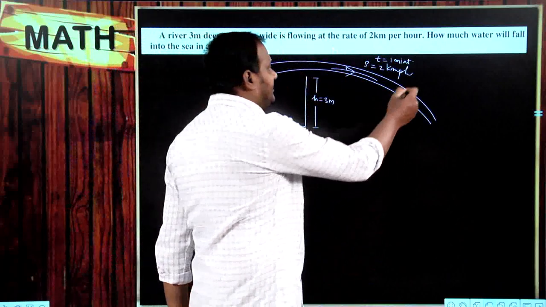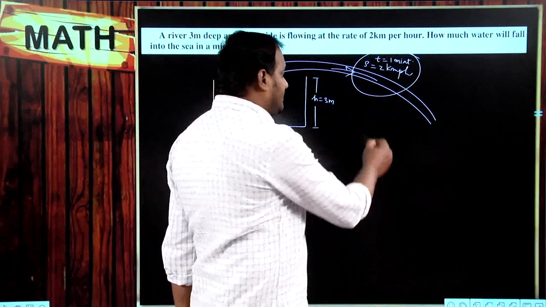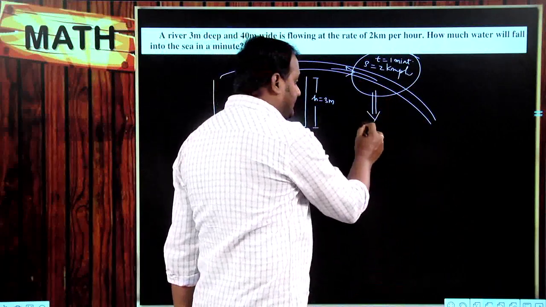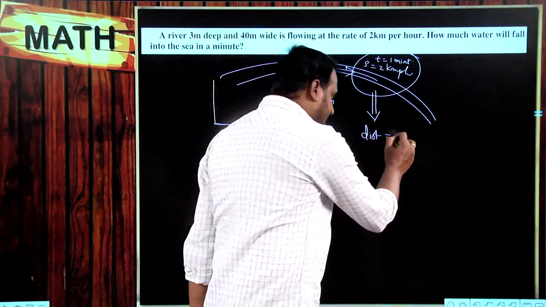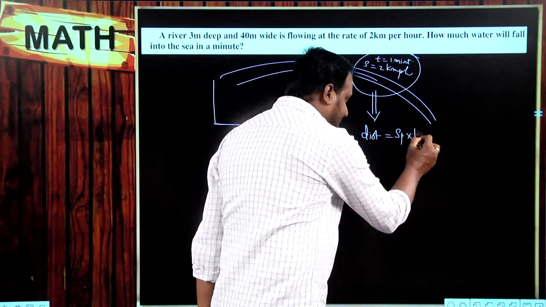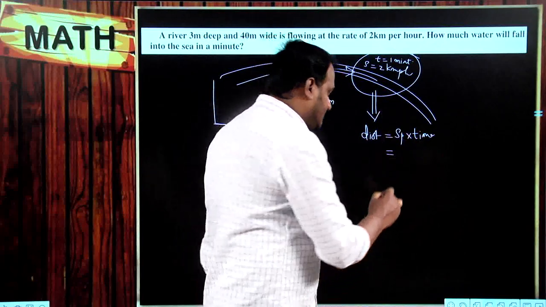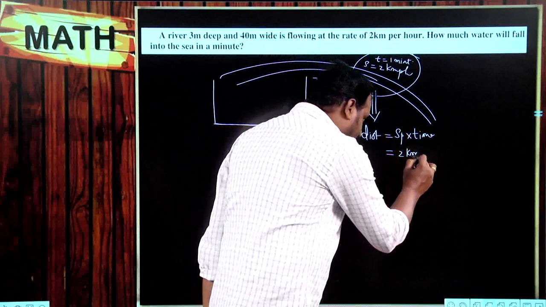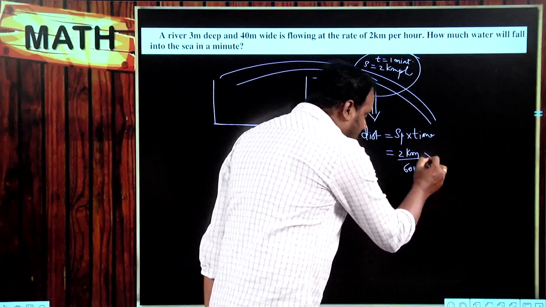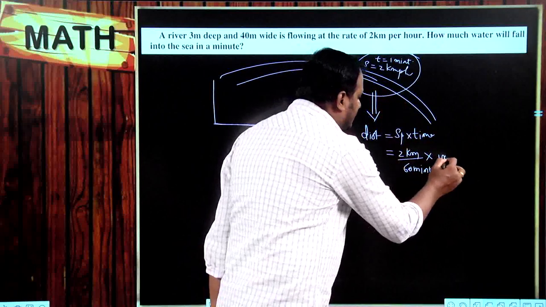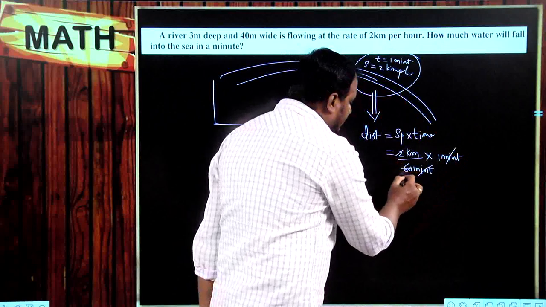See here, speed of the water flow is given as well as the time taken is also given. Therefore, with the help of this information, we can find the distance travelled by the water. Distance travelled by the water is equal to speed multiplied by time. Okay, speed of the water flow is equal to 2 kilometers per hour. So, 2 kilometers per 1 hour. 1 hour is equal to how many minutes? 60 minutes into what is the required time given? Here it is 1 minute. Okay, so here minute and minute get cancelled. 2 ones to 30s are 60.